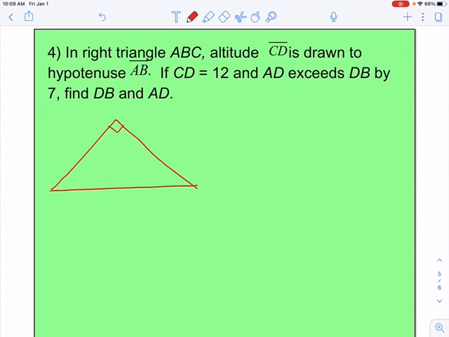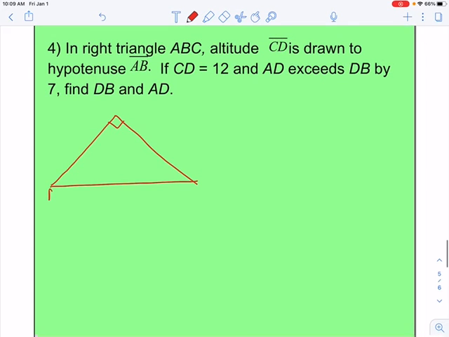Okay, so there's my right angle. It tells me that the altitude CD is drawn to the hypotenuse AB. The hypotenuse is the side across from the right angle, which means that has to be AB, which means that's C. So when I drop my altitude, that's D. They tell me that CD is 12, and that AD exceeds DB by 7, and we want to find both DB and AB.